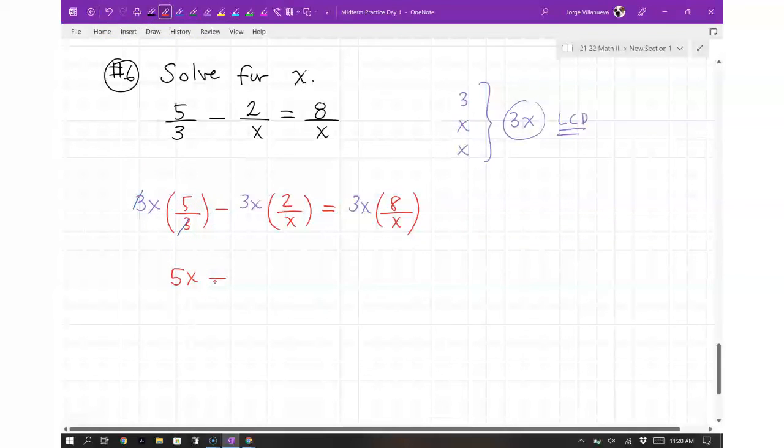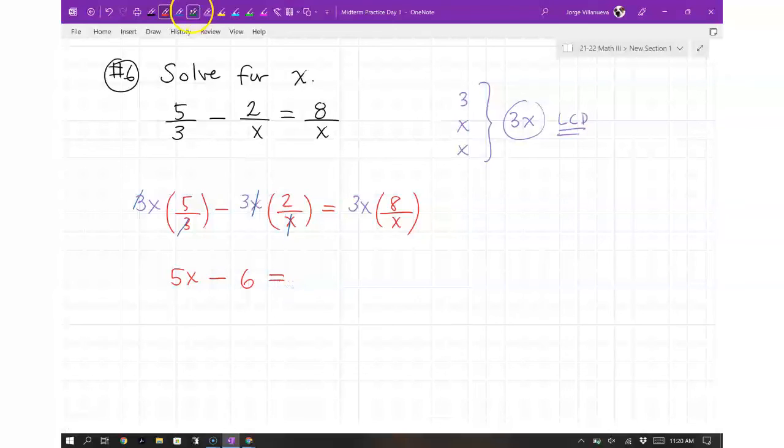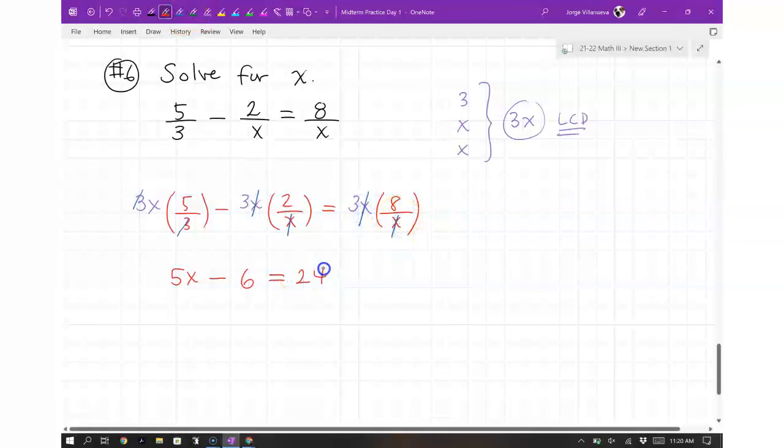What can I cancel between the 3x and the x on the bottom? An x, all right. So 3 times 2 is 6. What can I cancel on the last one? An x as well. So 3 times 8, 24.